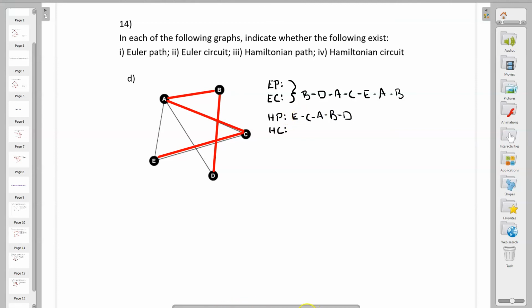Now, how about a Hamiltonian circuit? With the Hamiltonian circuit, we have to get back to our starting point without repeating a vertex. So unfortunately, with the Hamiltonian path I've got here, in order to get back, I'm going to have to continue on, but I can't do that. I've got to get back to E, but I can't repeat A. So unless there happened to be a direct route from D to E, we don't have a Hamiltonian circuit for this one. Let's try another Hamiltonian path, see if there's one that will get us there.